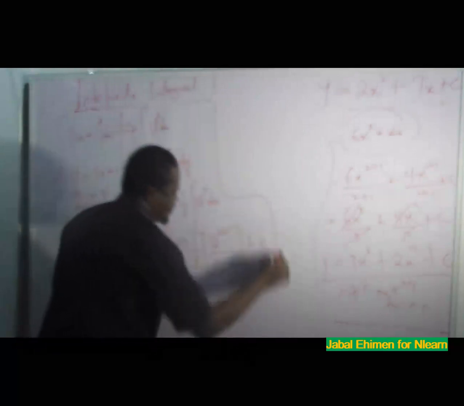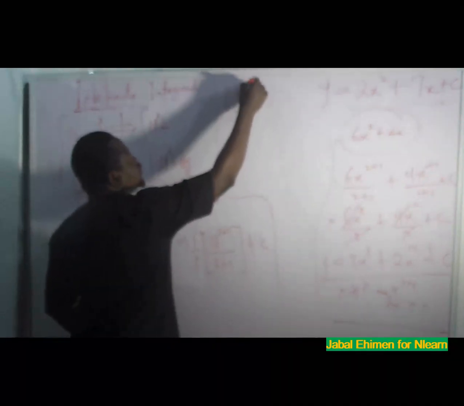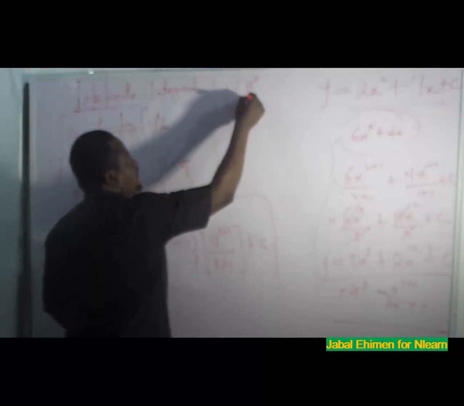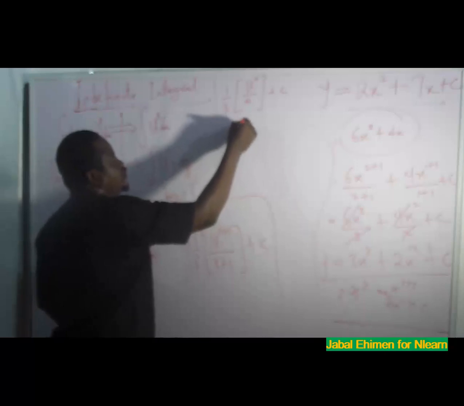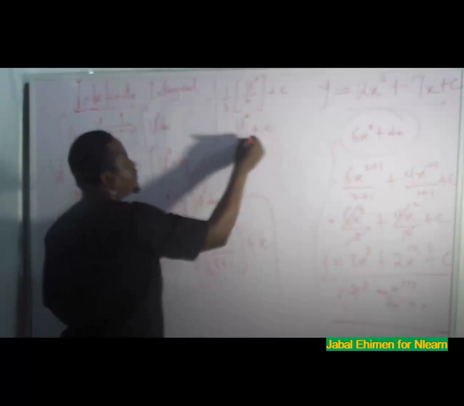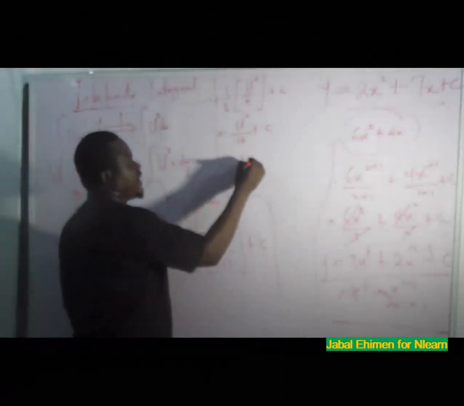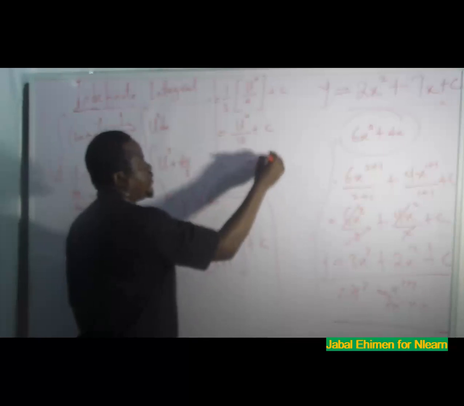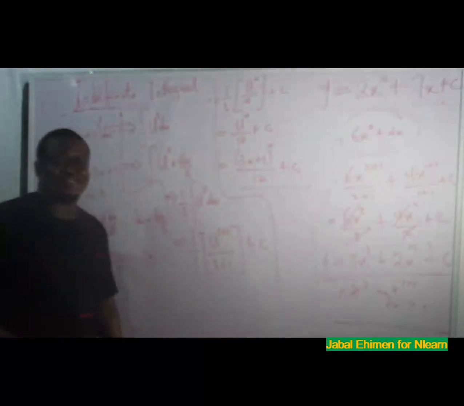Now if you have this, that becomes 1 over 3 into bracket u raised to power 4 over 4 plus c. That gives me u raised to power 4 over 3 times 4, that will be 12, plus c. But the value of u, if you remember, was 3x plus 1. So let's replace it. If you replace it, you have 3x plus 1 raised to power 4 divided by 12 plus c. So that is a value.